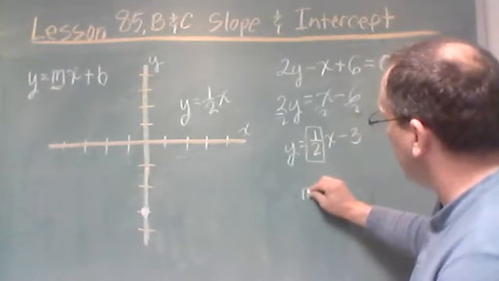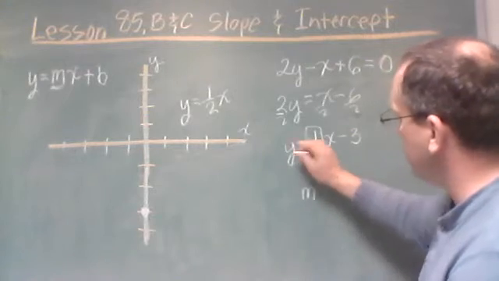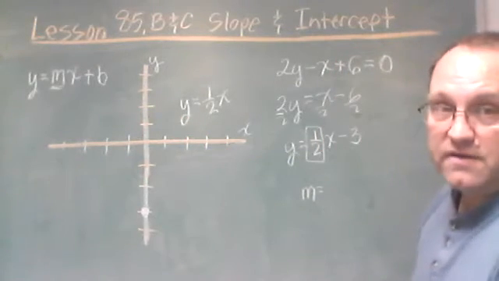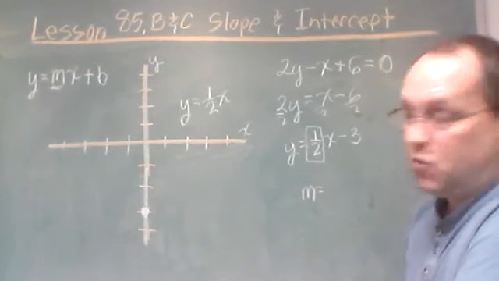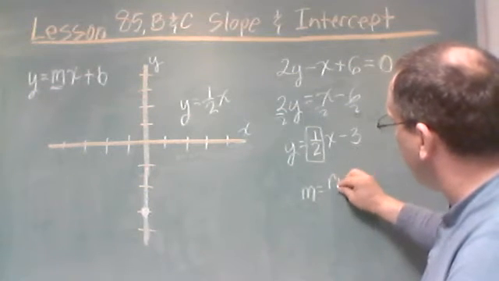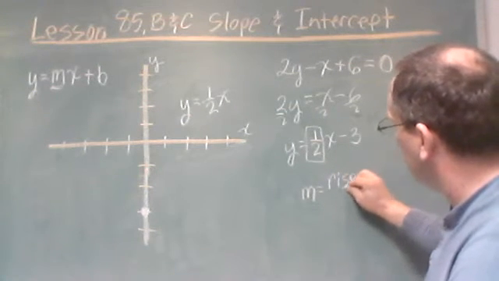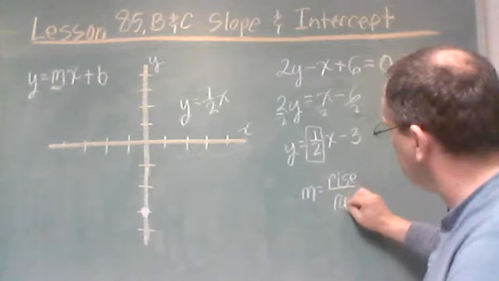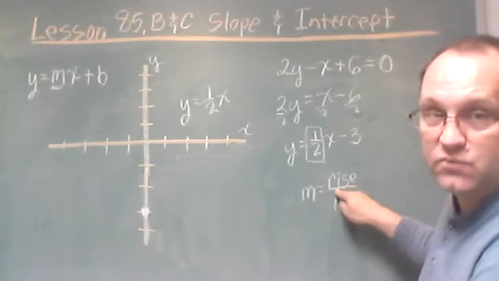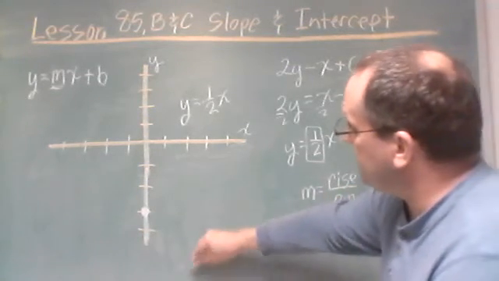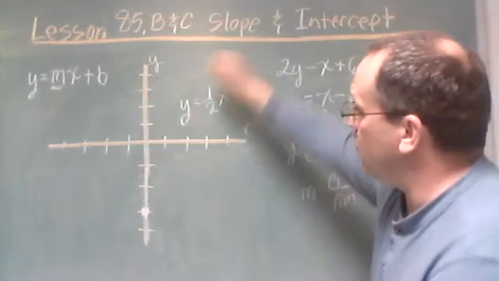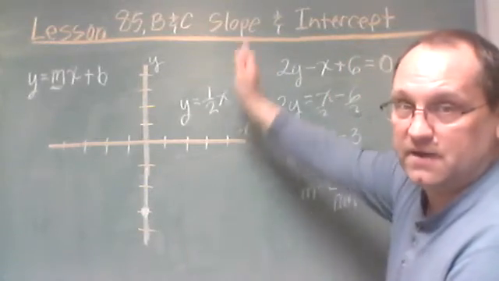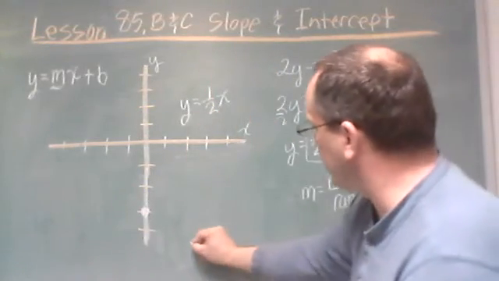Let's define the slope as this. m is the slope. We're going to define what a slope is. A slope is a rise over the run. What do we mean by rise? That means the amount of change in the y direction. That is our rise.